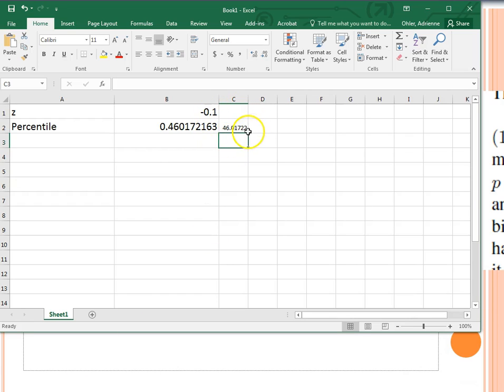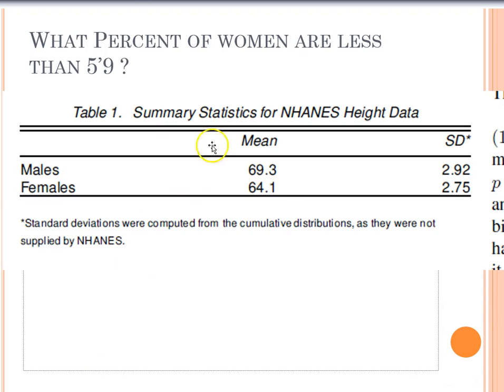So does 46% make sense? We're dealing with a negative z-score here, and what a negative z-score implies is that you're falling below average. So the average is 69.3. You know that half of the observations are going to fall below. So looking at an observation that's less than the average implies you're going to have less than 50% of the population.